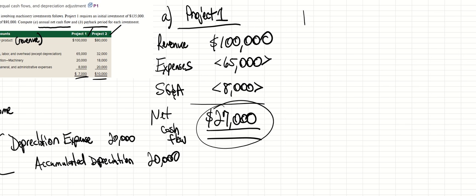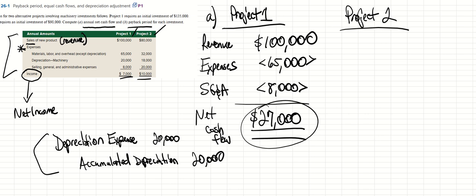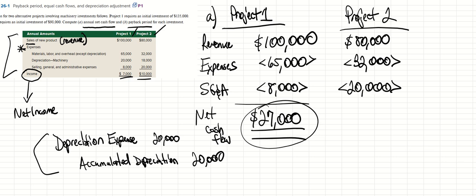Now we go to project 2, still on letter A. We take the revenues of $80,000, and then we subtract out the materials, labor, and overhead, which is $32,000. Then SG&A, the selling, general, and administrative expenses, is a subtraction of $20,000. So the net cash flow comes out to be $28,000.